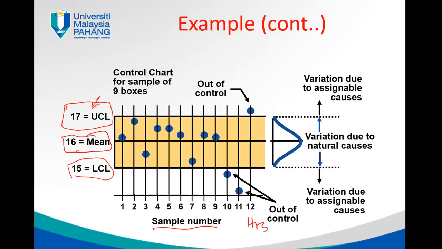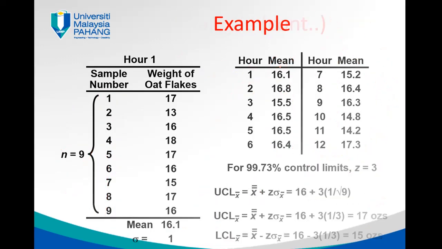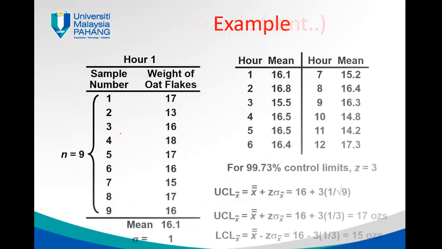Alright, so now we want to plot the data. For the first hour, the mean is 16.1, so we put 16.1 here in this graph. Then for the second hour, 16.8.